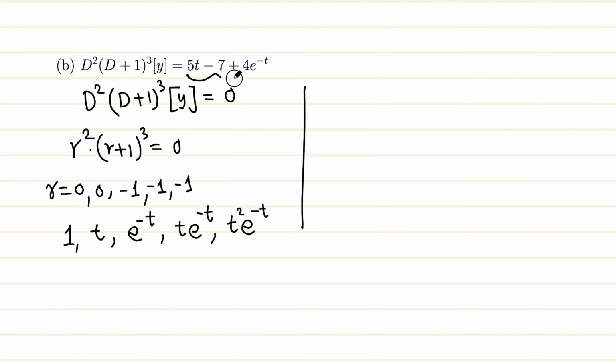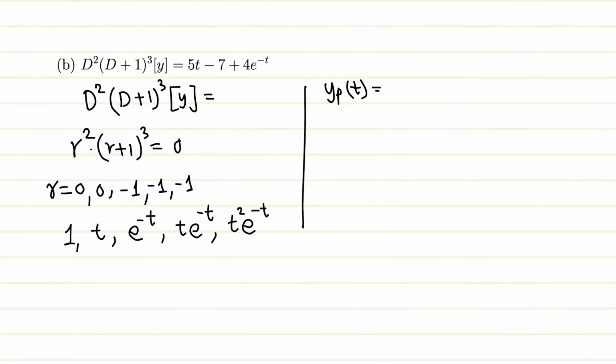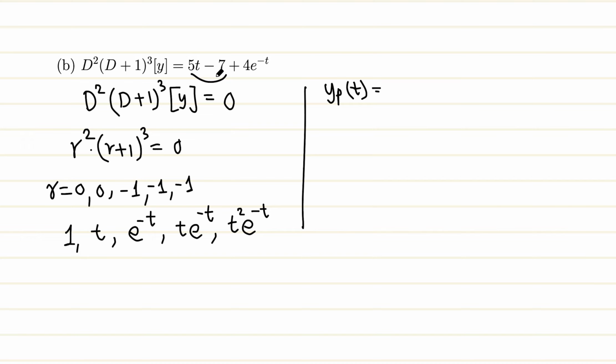Now, based on the right hand side, we write yp. If you look at it closely, 5t minus 7 is a degree 1 polynomial. That means the general degree 1 polynomial, at plus b. This is a linear combination of two solutions, t and 1. T is there, 1 is also there. Multiply by t: it becomes t squared and t, and t is still there. Then we multiply by t squared: that becomes t cubed and t squared, which are not there anymore. So this is the correct form for the first part.